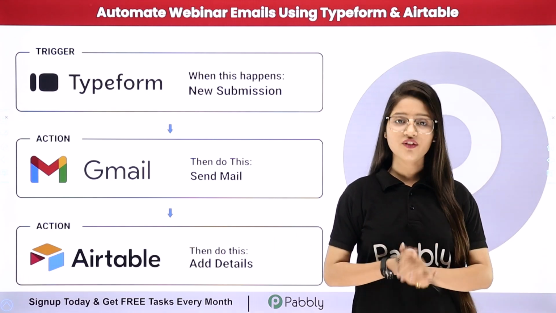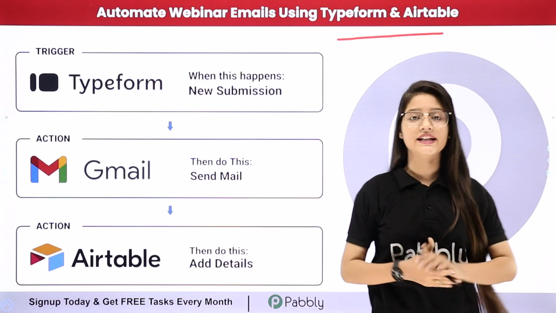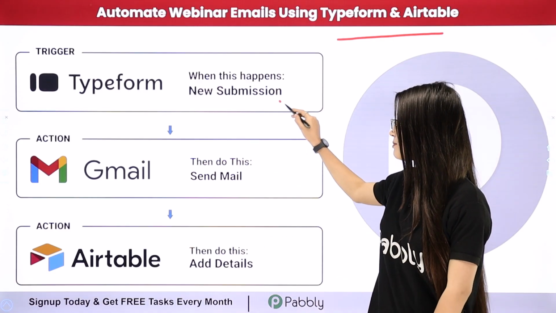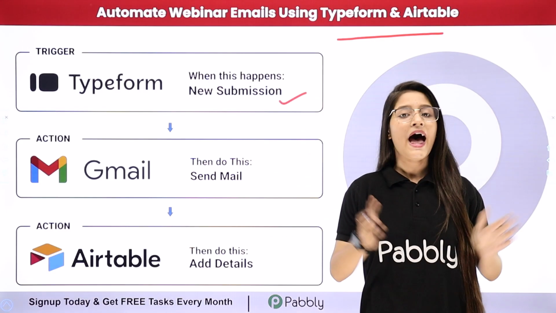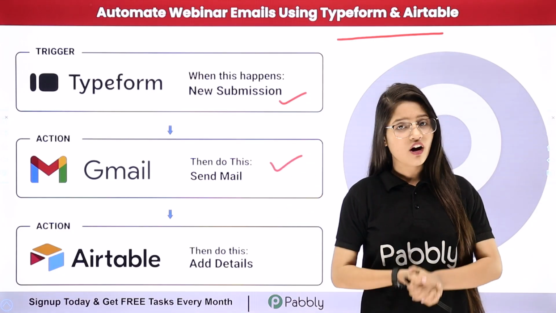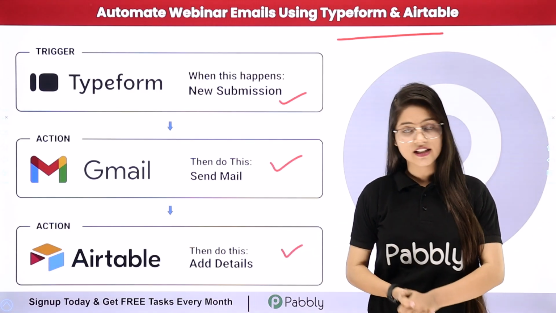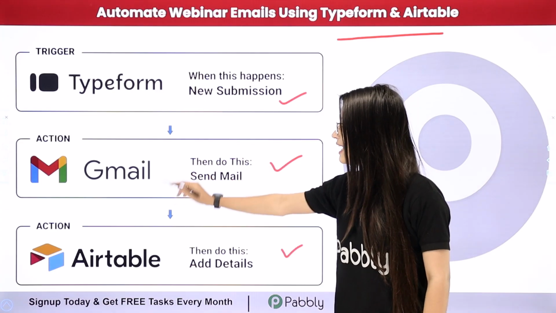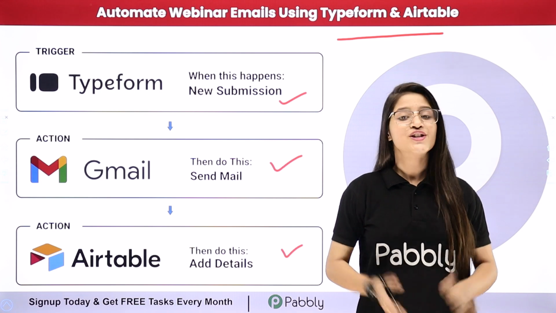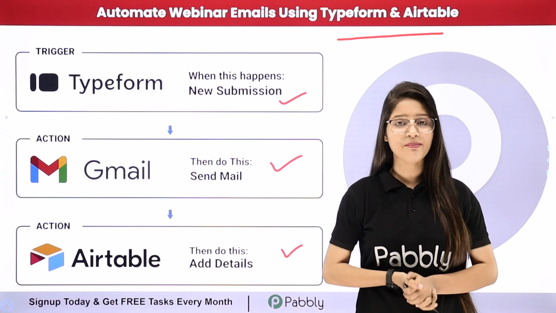In this video, we will learn how to automate webinar emails using Typeform and Airtable. So here my objective is that whenever I receive a new form submission through my Typeform, an instant webinar mail is sent to the user's Gmail account and all the leads are added in Airtable. To do this, I will integrate my Typeform to Gmail and Airtable using an automation software named Pabbly Connect. Now to see the working of this amazing automation and learn the process step by step, let's go to my screen.